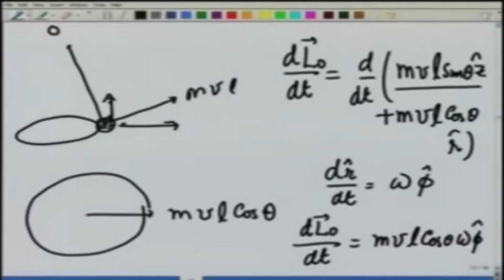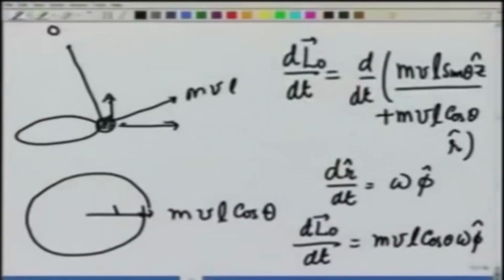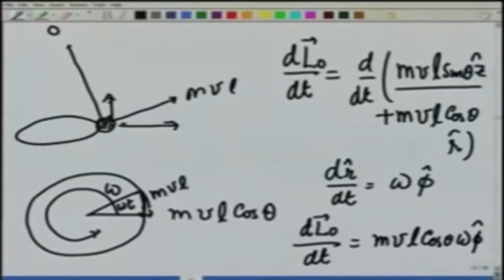in phi direction. You could have also checked this, because this vector is rotating in this direction with angular frequency omega. Therefore, the change has to be m v L cosine theta times omega, right. I mean, when it moves here in time t, this change is roughly m v L cosine theta omega t. You divide by time and you get this answer.